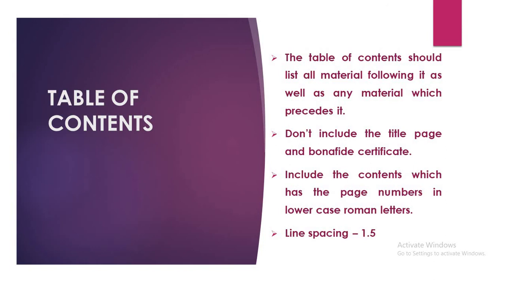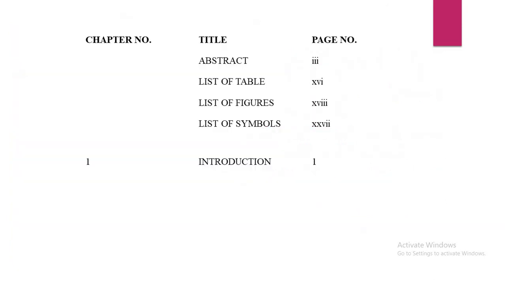Include the contents which have the page numbers in lowercase Roman letters. That is, while you are writing list of tables, list of figures, list of abbreviations and symbols, for these cases lowercase Roman letters will be given as page numbers. So that has also been mentioned in table of content. And the line spacing you have to give is 1.5. So this is an example. Chapter number, title, it may be abstract or list of tables or list of figures or list of symbols, anything else, lowercase Roman letter. Then the next one is introduction.